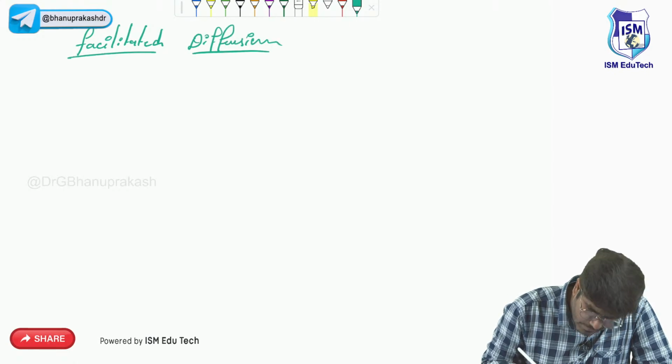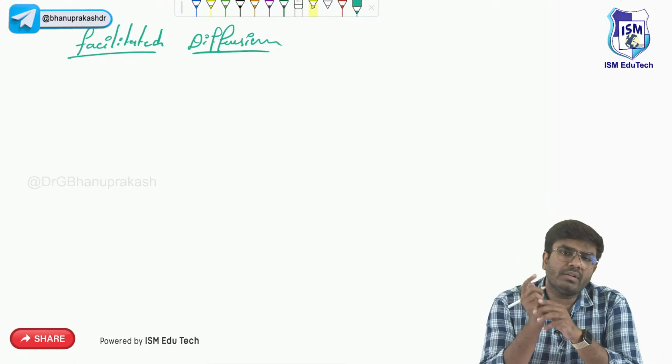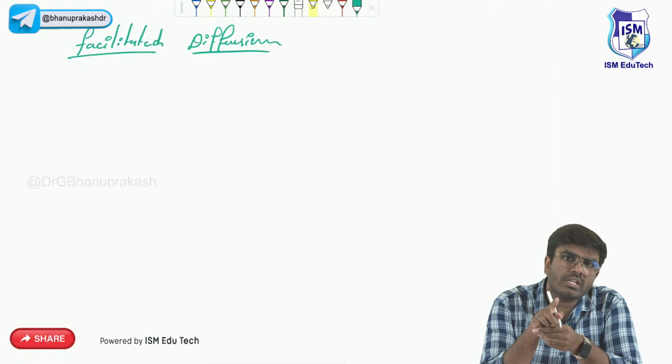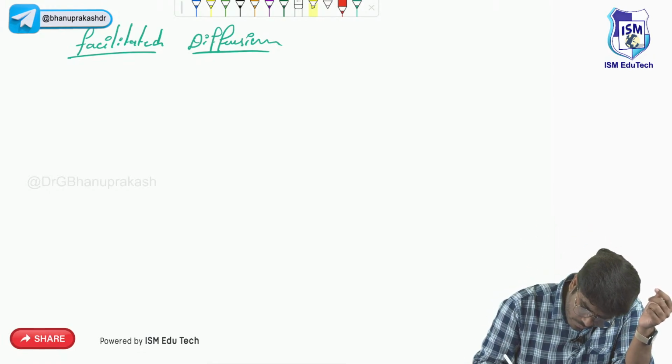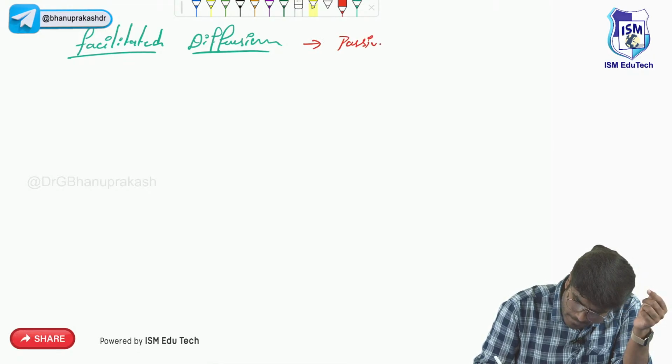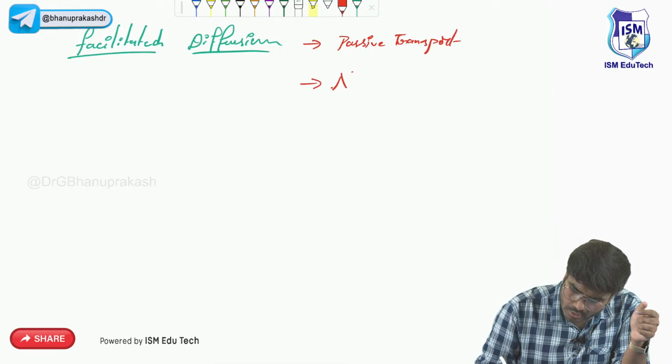Facilitated diffusion. Now here my question is, facilitated diffusion, is it an example of active transport or is it an example of passive transport? It's definitely an example of passive transport, no doubt. Okay, do you need any ATP in facilitated diffusion? No sir, no need of any ATP.